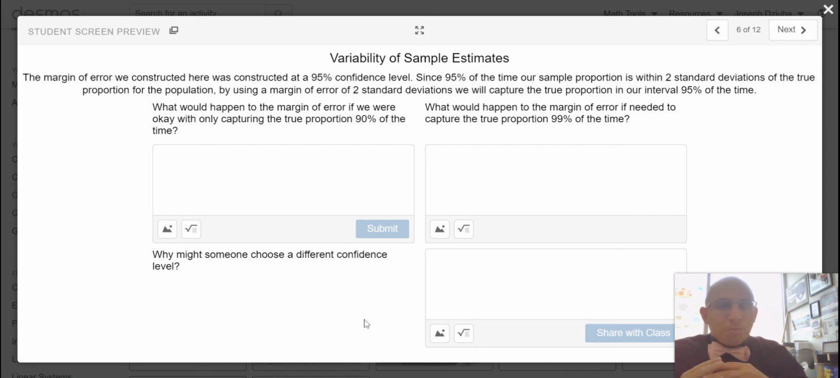Once again, complete speculation. What do you think would happen to the margin of error if we were okay with only capturing the true proportion 90% of the time? Would it increase or decrease? What would happen to the margin of error if we needed to capture the true proportion 99% of the time? And why might someone choose a different confidence level?